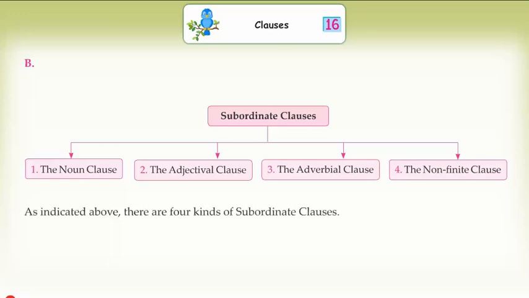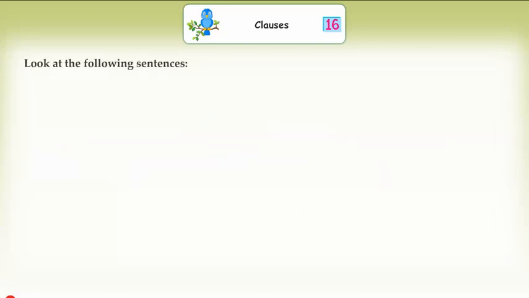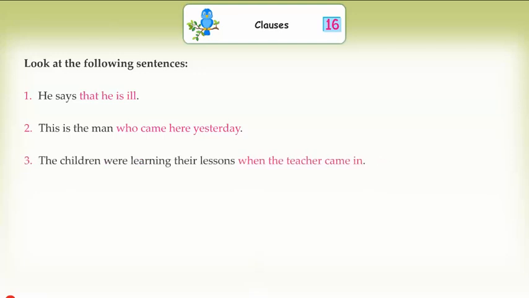As indicated above, there are four kinds of subordinate clauses. Look at the following sentences. 1. He says that he is ill. 2. This is the man who came here yesterday. 3. The children were learning their lessons when the teacher came in. 4. I went to the railway station to see off my friend.